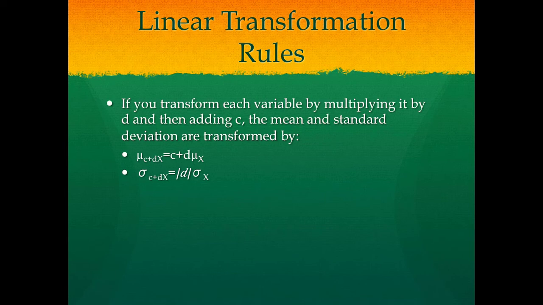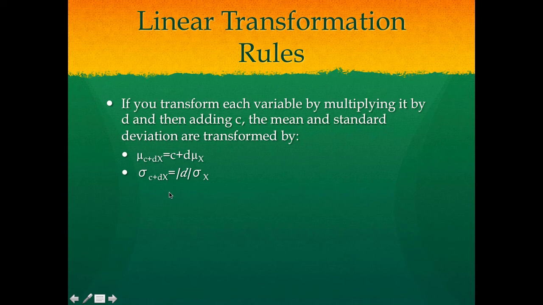So if you transform it, you don't have to actually go through and transform all the data in order to find the expected value and the standard deviation. The expected value you can find just by taking your original expected value, multiplying it by whatever you multiplied all the data by, and then at the end, adding whatever extra thing you added on.